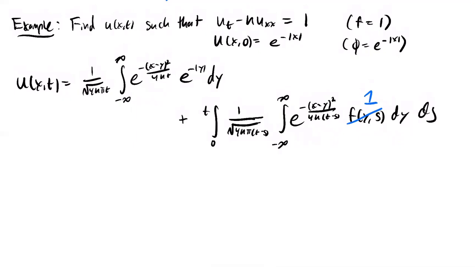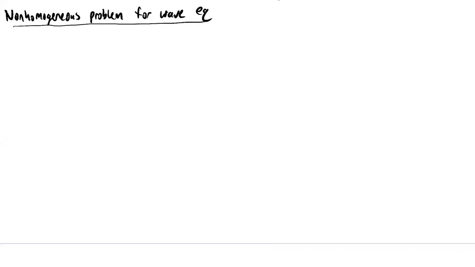Okay, and so now for the last part of the lecture, we talked about the non-homogeneous problem for the diffusion equation. Now let's talk about the wave equation. We're once again going to consider the IVP, the initial value problem, on the real line. And so remember, what did this initial value problem look like?